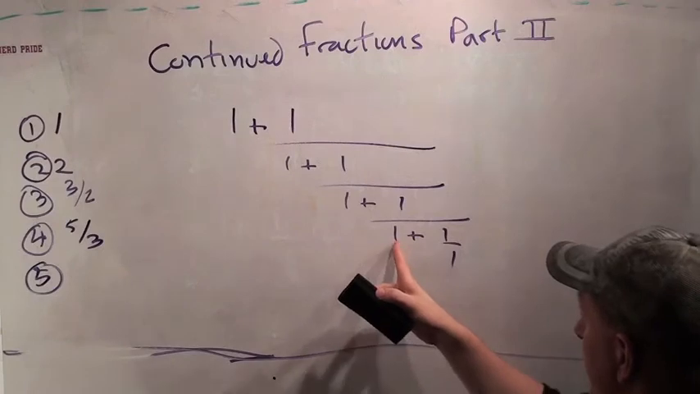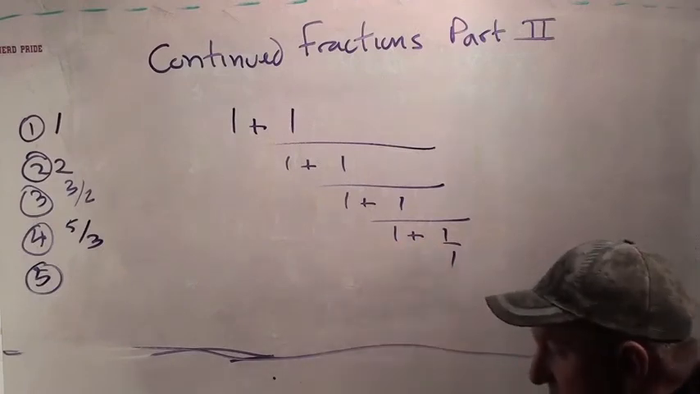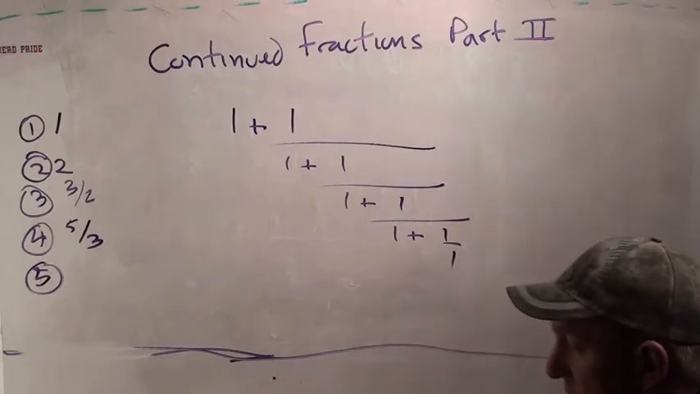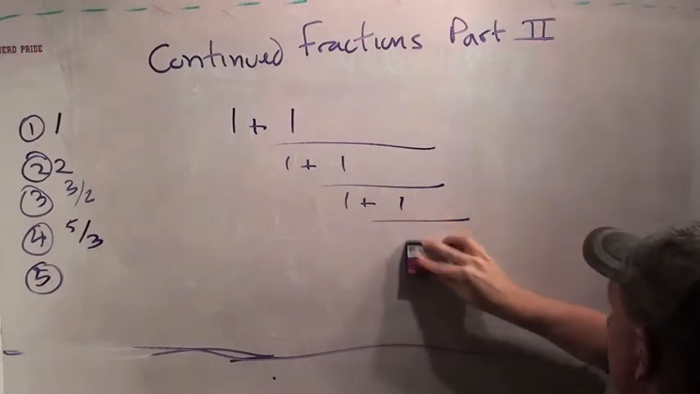Okay, so 1 plus 1 over 1. What does that equal to? Here I'm just going to have to use the eraser a lot. 1 plus 1 over 1 equals? Equals 2. 2, right? That's 2.